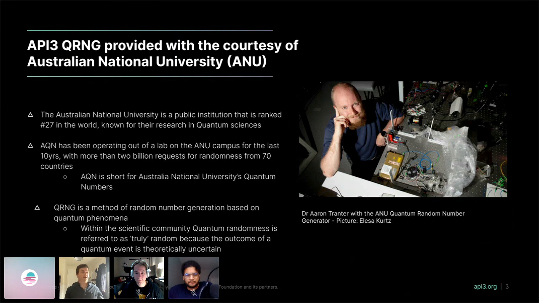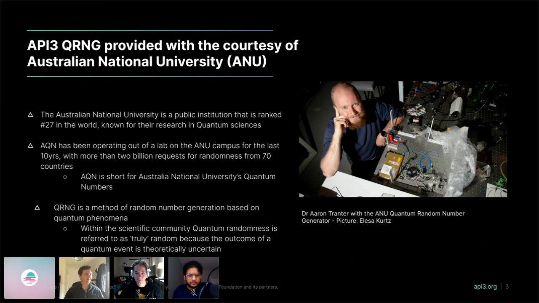And effectively what we've done is just had this conversation with them and said, look, randomness is a very valuable tool for builders in Web3 and for decentralized applications looking to use randomness. Would you want to serve that vertical with the API that you've already got set up? And here we are delivering API3 QRNG.